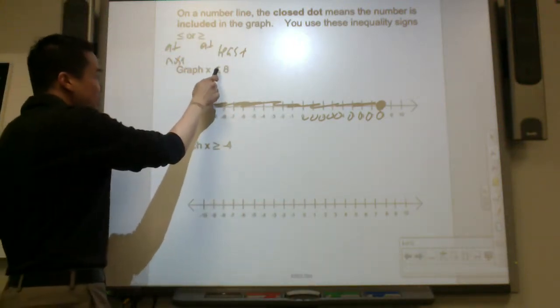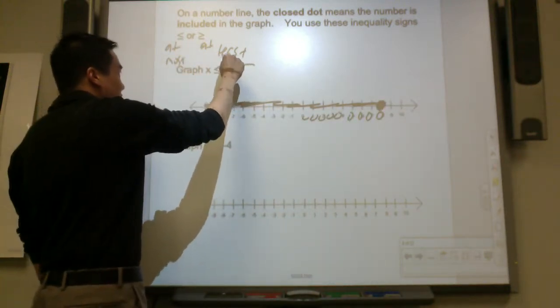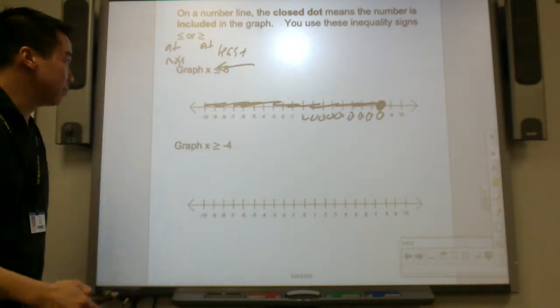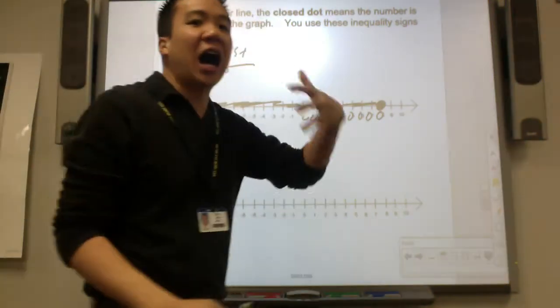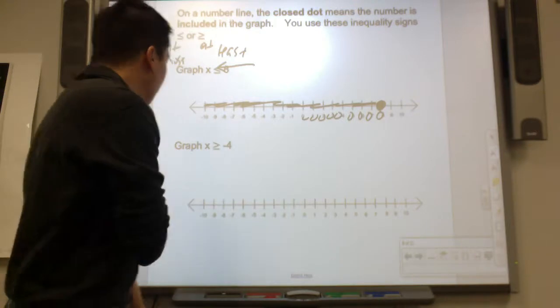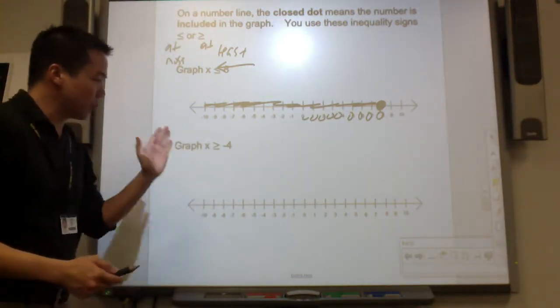Again, do you see how this arrow is pointing this way? You see that arrow right there? That's how I do it. So at most, 8 is the most. That's the highest, the maximum it could be. And last, at least. -4 is the least where it stops at.